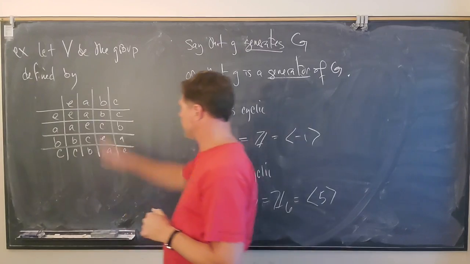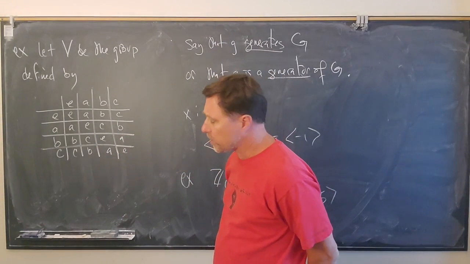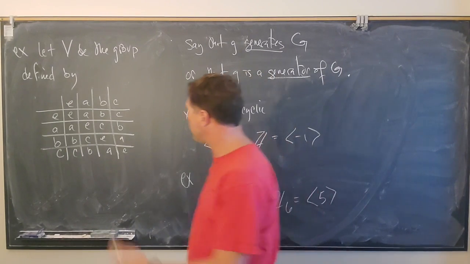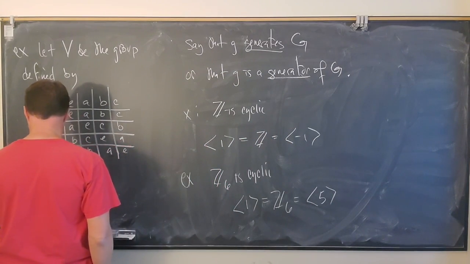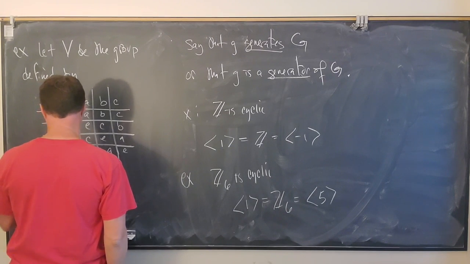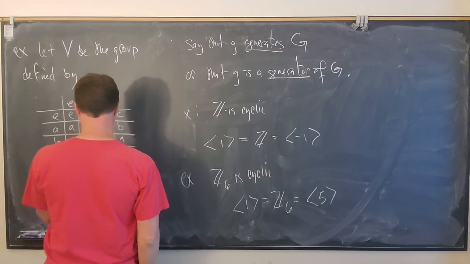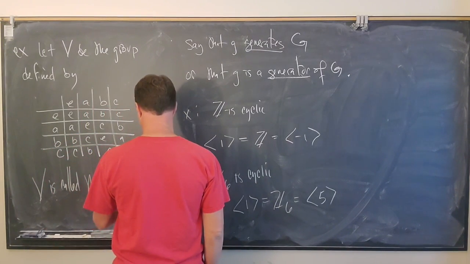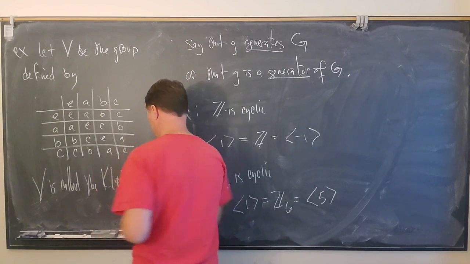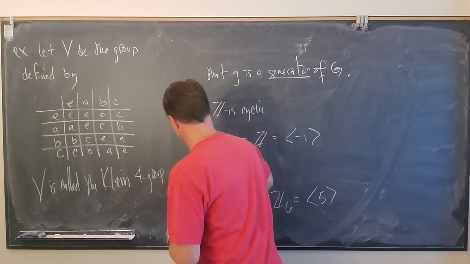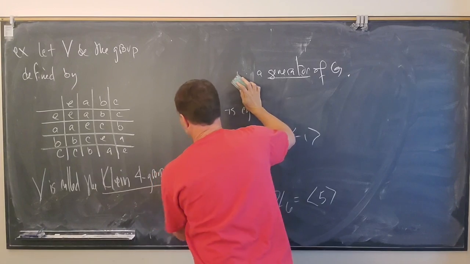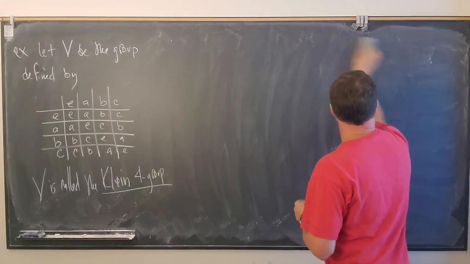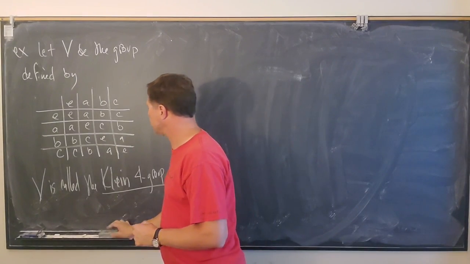So let's call this group V. The question is, does this give us a cyclic group or not? Is this group cyclic? And before I go any further, V has a name: this is called the Klein 4 group. This is a group that we'll come back and visit fairly often. It's going to show up. And so let's answer this question now.